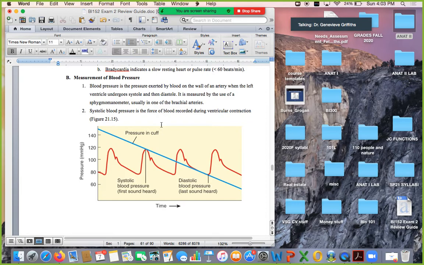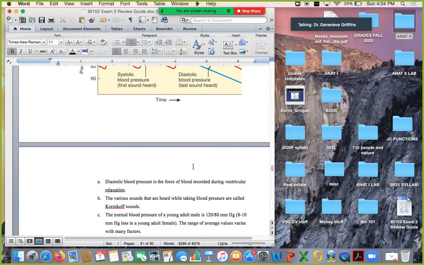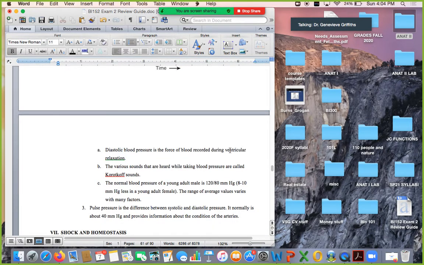But the blood pressure cuffs basically go on, and along with that, you also have a stethoscope, and you're able to record the force where you're last hearing the sound, i.e., you have collapsed the artery when it is at its highest pressure, and then you release it until you hear the lowest sound. Therefore, you have released the artery at its lowest pressure, and that's going to give you your systolic and your diastolic, or your highest and lowest pressure of your blood pressure. Again, diastolic is the force of blood recorded during the ventricular relaxation, whereas systolic is the force of blood recorded during ventricular contraction.